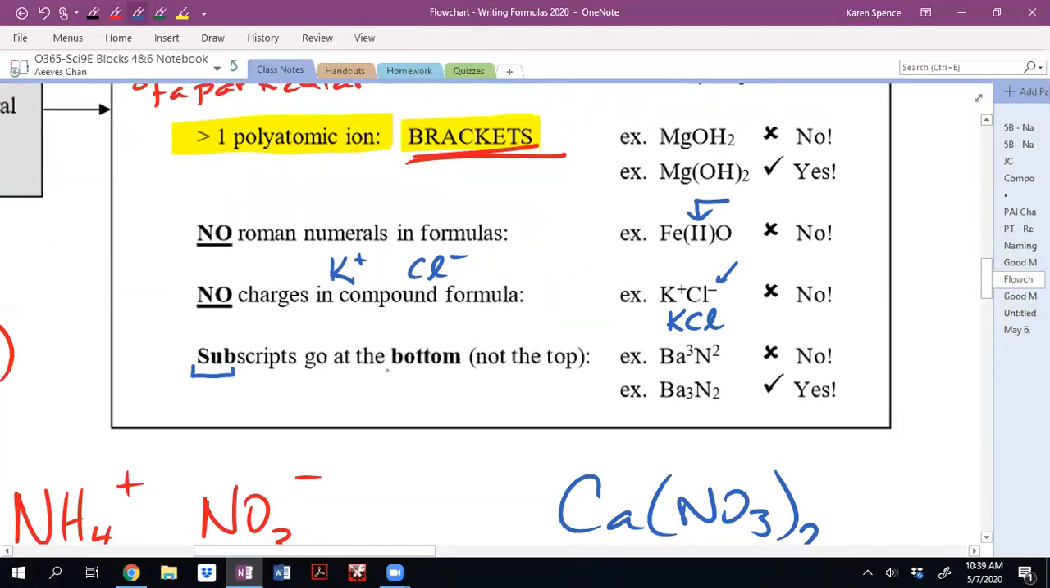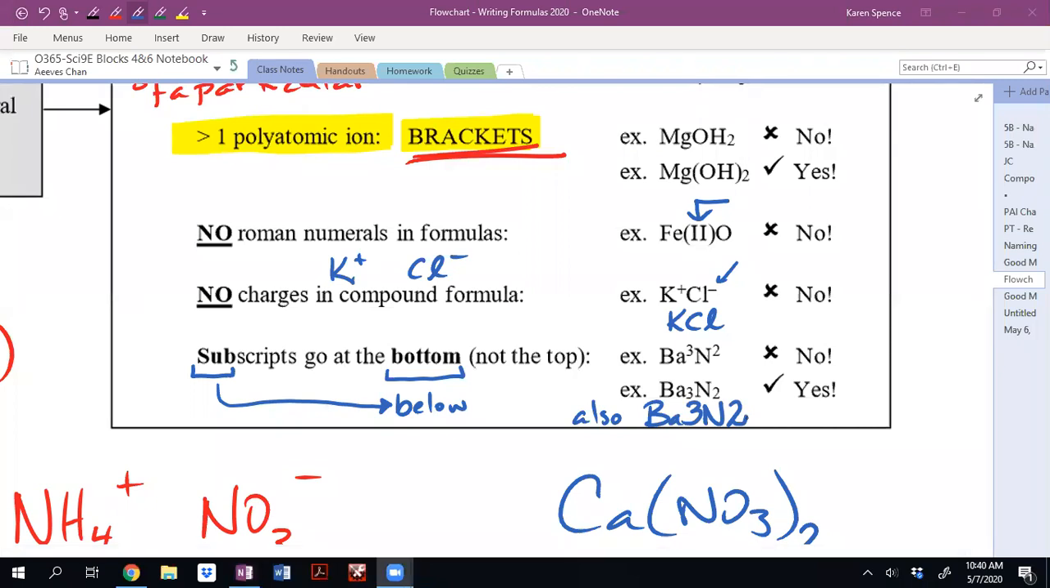And then finally, subscripts go at the bottom. They go below the writing. Okay. Sub means below. A submarine goes under the, well, marine is like water, right? So submarines go under the water. They don't go above the water. All right. You also don't want to do this, Ba3N2.